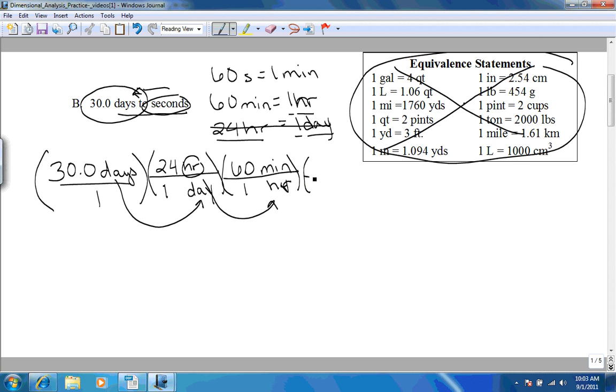From here, we have minutes on top. That means we need to put minutes on bottom. Whatever's on top needs to go on the bottom. So we've already used this one, so we're not going to use that again. We're going to go up to the next one. The number 1 goes with minutes. That equals 60 seconds.